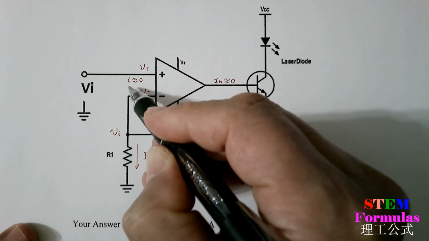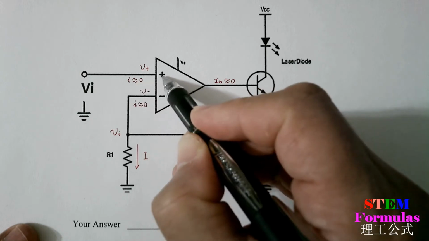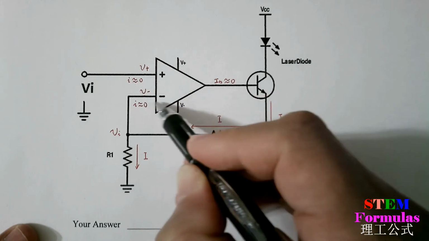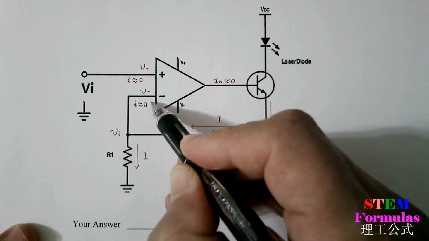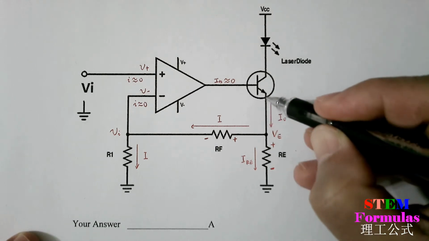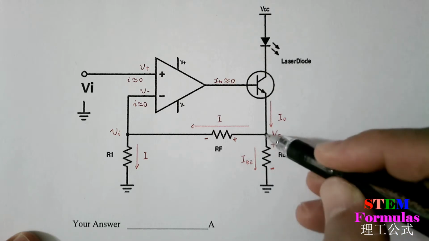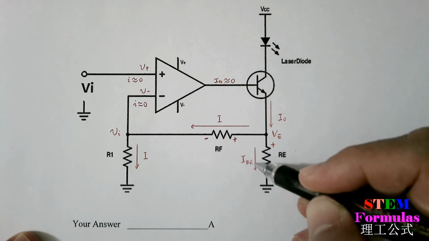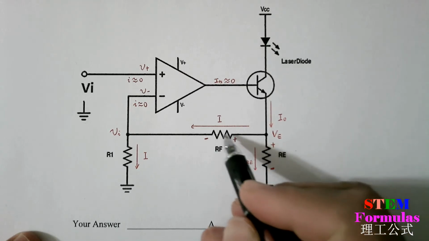According to the op-amp properties, the current through the plus pin equals 0. The current through the minus pin also equals 0. The current flowing through this wire equals I0. The current flowing through RE equals IRE. The current flowing through RF equals I.